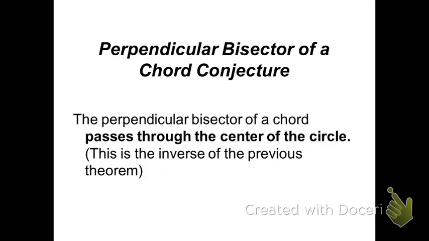And vice versa, the converse is also true. And that's actually a typo right here. It says this is the inverse of the previous theorem. That's a typo. It should say converse. So that means that the perpendicular bisector of the chord passes through the center of the circle.